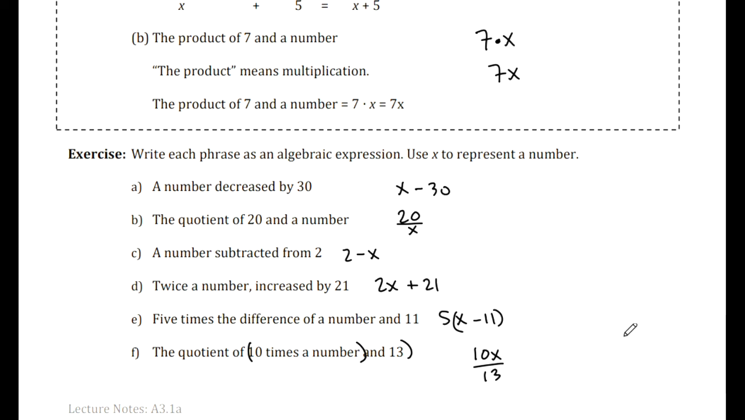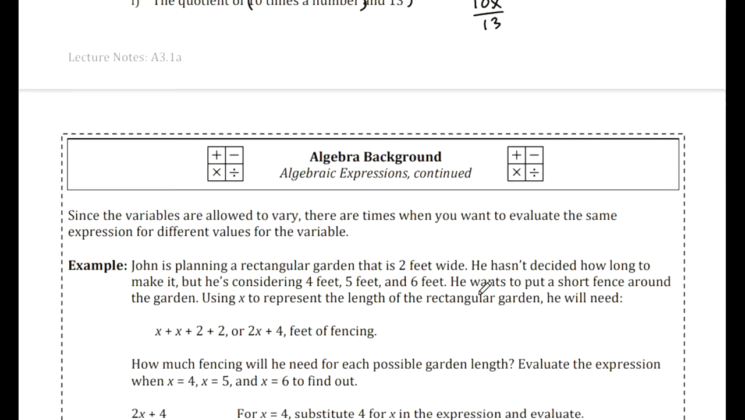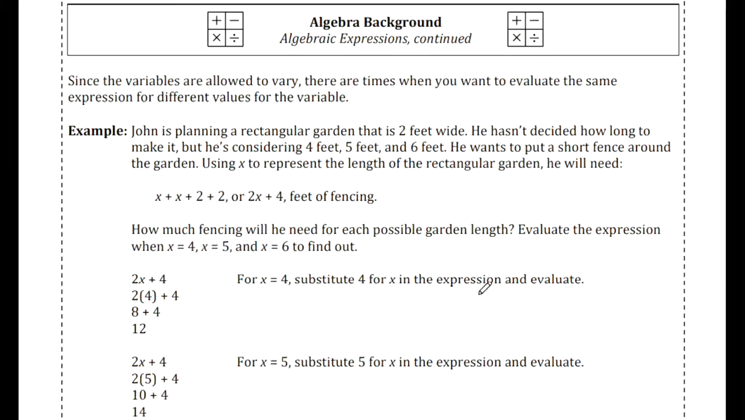Once we're comfortable writing our own expressions, then we can start to write our own equations, which we can then solve. So let's look at this example here. John is planning a rectangular garden that's 2 feet wide. He hasn't decided how long to make it, but he's considering 4, 5, and 6 feet. He wants to put a short fence around the garden. So using x to represent the length of the rectangular garden, he will need a couple of different possibilities, right? He'll need x plus 2 plus 2, right? For the garden. So it's 2 feet wide.